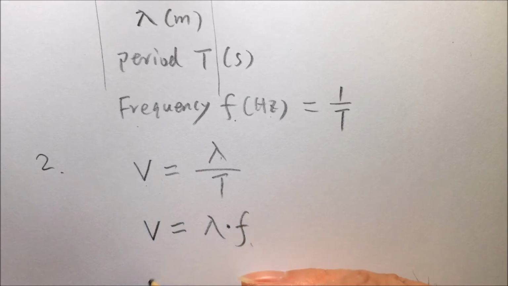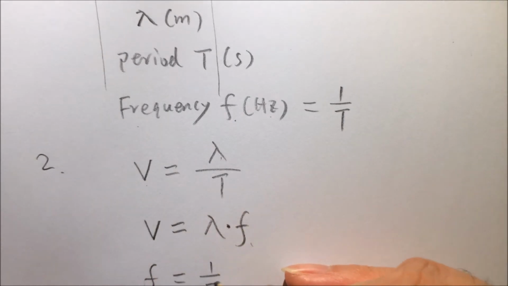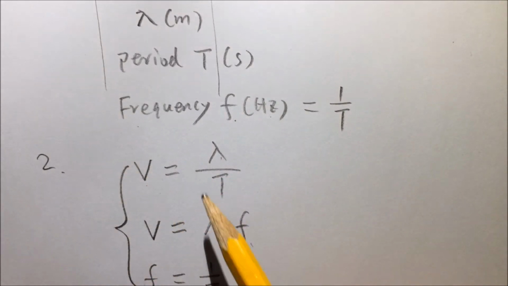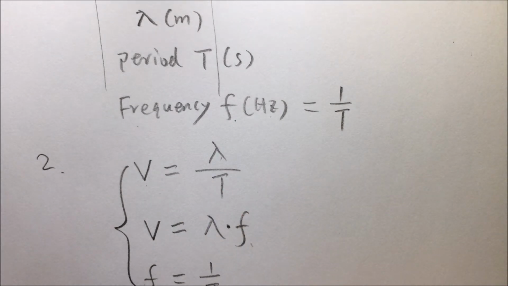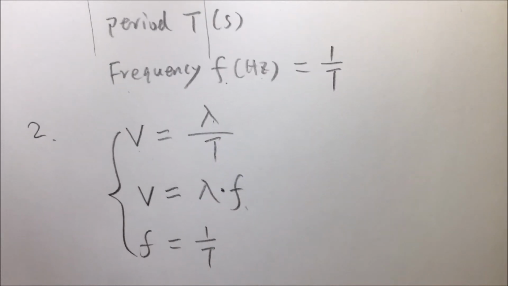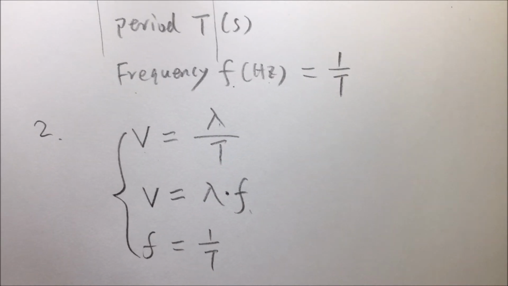So I'm going to rewrite that relationship over here. The frequency is 1 over T. So all those three equations actually give all the equations you should know for mechanical waves. So we have two types of waves. Two types of mechanical waves.